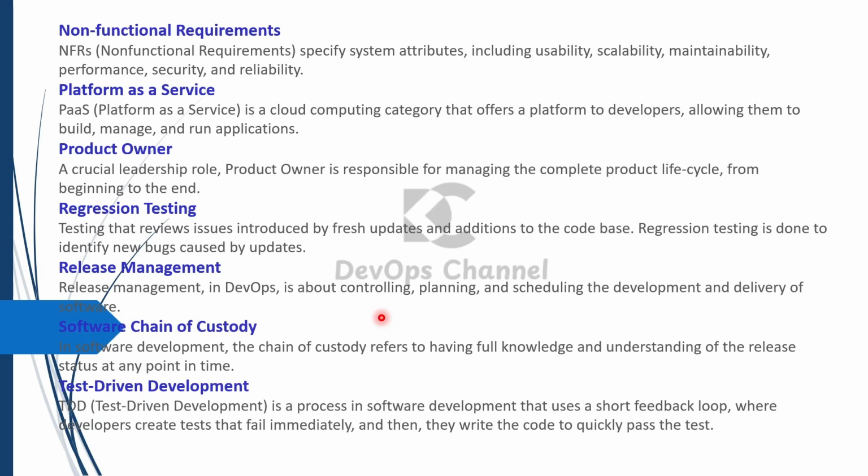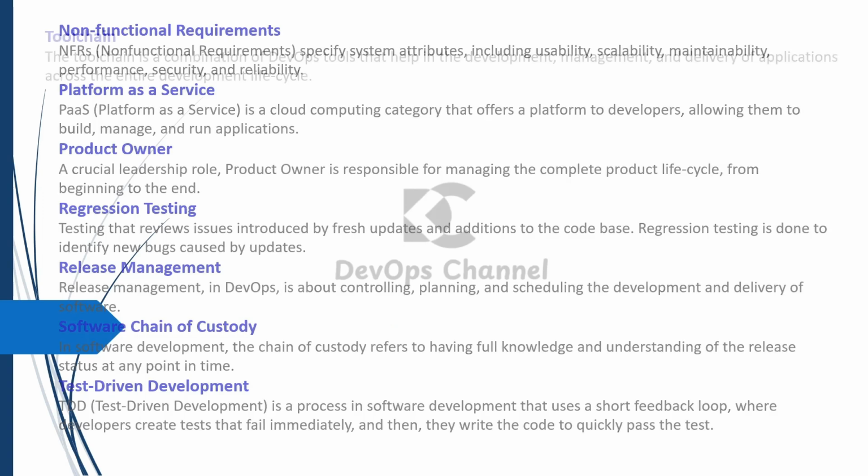Next one is TDD, test driven development. So, it's a process in software development that uses a short feedback loop where developers create tests that fail immediately and then they write the code to quickly pass the test.